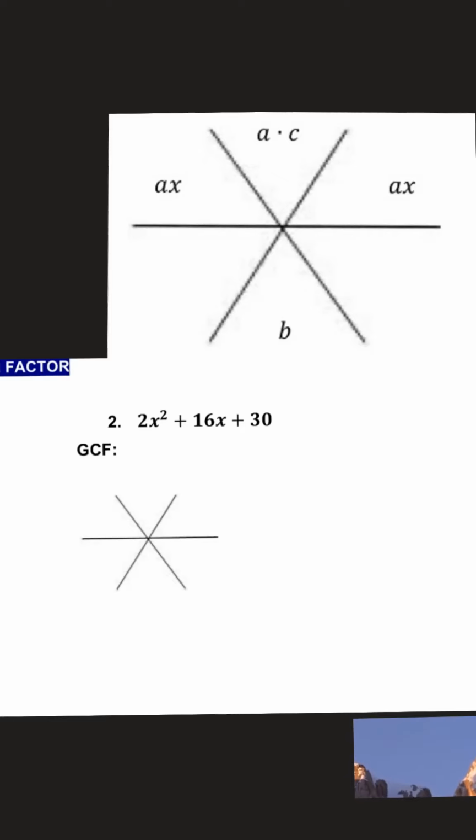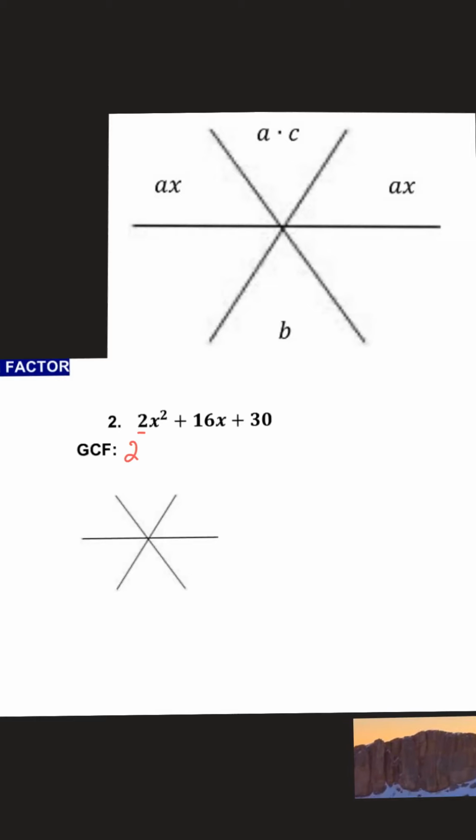Right, example 2. We need to figure out our GCF. I'm going to do it the advanced way. I know that my leading coefficient is 2, so I'm first going to see if I can divide everything in my trinomial by 2. So 16 divided by 2 is 8, and 30 divided by 2 is 15. So I know my GCF has a 2 in it.